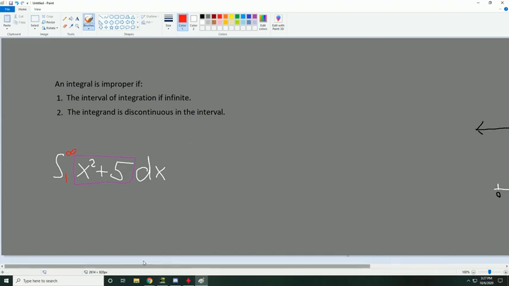And then our second one, if there is a discontinuity within our interval, it's also going to be improper. So if we're taking the integral from 1 to 5, and we have a discontinuity at any number in between 1 and 5, it's also going to be improper. And those are the main points I want you to take away from this video.